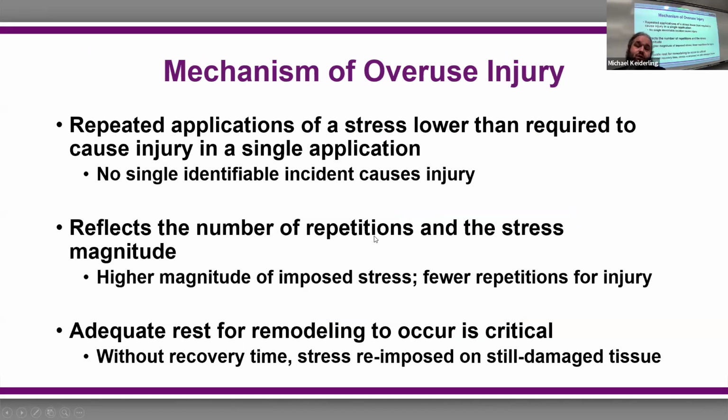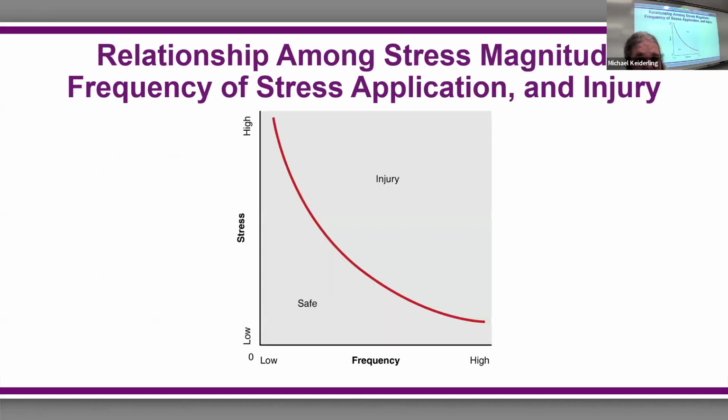So overuse injuries are caused by repeated applications of a stress lower than required to cause injury in a single application. There's no single identifiable incident that causes injury. It's a buildup of small damage that doesn't have enough time to recover. And this reflects the number of repetitions and the stress magnitude. So with a higher magnitude of imposed stress, you have fewer repetitions required for injury. And adequate rest for remodeling to occur is critical. Without recovery time, stress is reimposed on still damaged tissue, and it becomes more damaged.